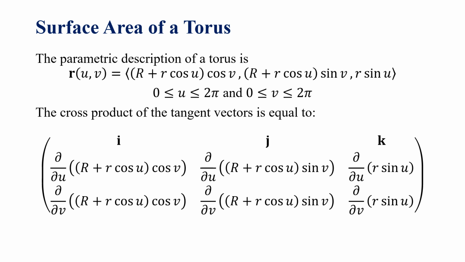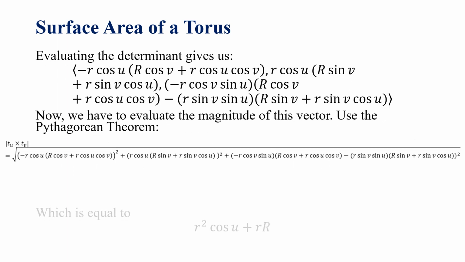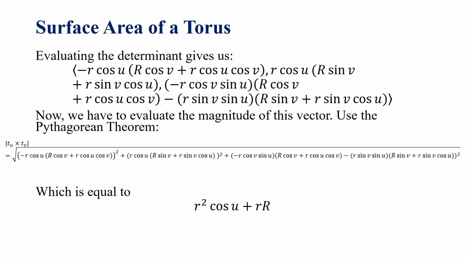The cross product of the tangent vectors is equal to this 3 by 3 matrix of i, j, k. Evaluating the determinant of this 3 by 3 matrix, we get this vector. Now we evaluate the magnitude of this vector by using the Pythagorean theorem. Using the result, we find that the modulus of this vector is equal to small r squared multiplied by the cosine of u plus small r multiplied by big R.